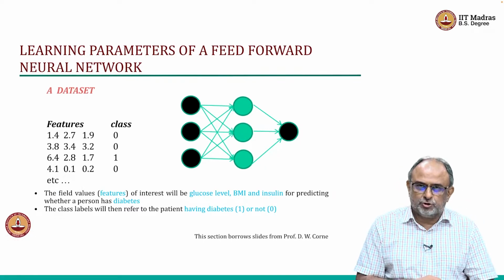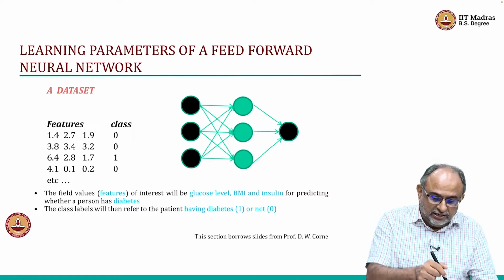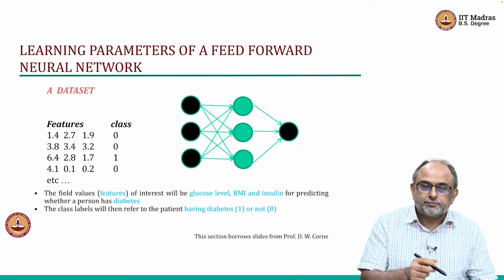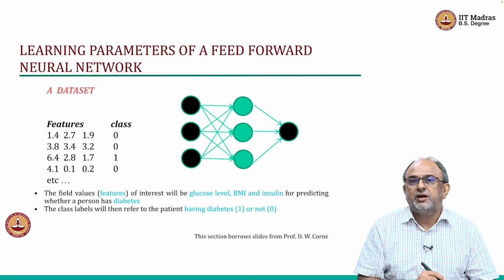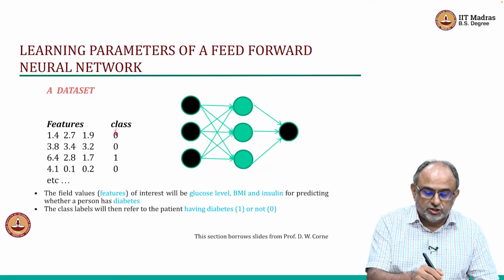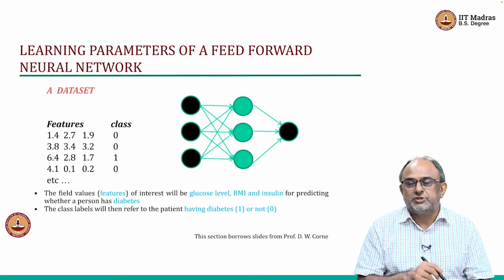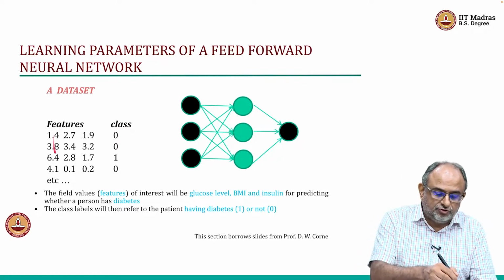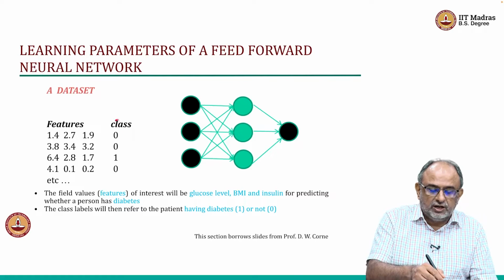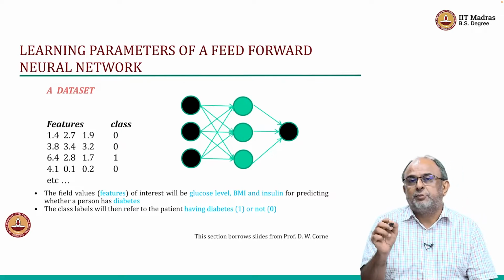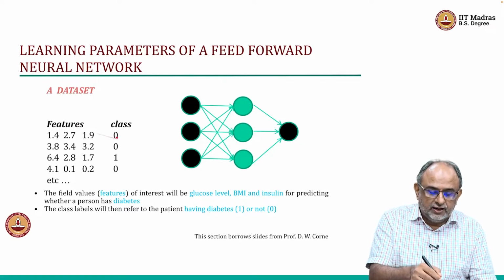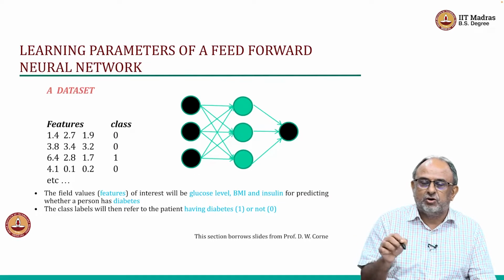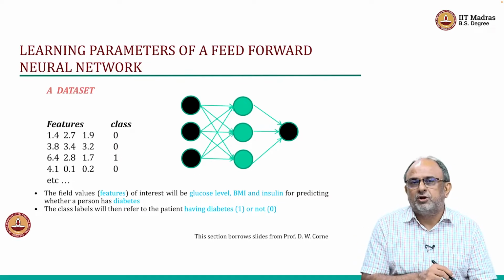If you have some historical data where I have actually measured the BMI, the insulin, and glucose, and asked doctors to diagnose whether the person is diabetic or not, I have a lot of this data collected. So here the decision is whether that person is diabetic or not based on these observations. If it's not diabetic, we label them as class 0, and if they are diabetic, we label them as 1.